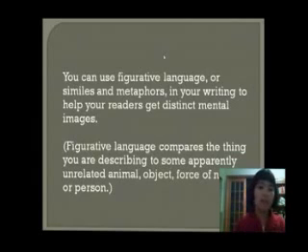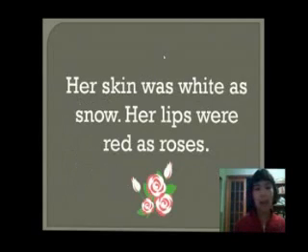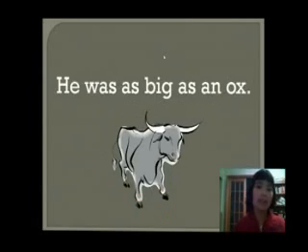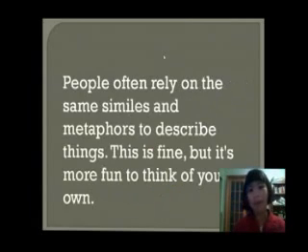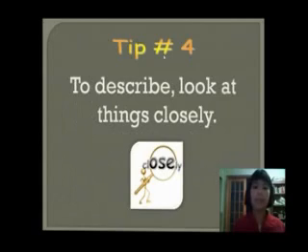Sadly, I can't say that for myself. Firstly, I'm not a baby, and secondly, my teeth aren't quite that clean. So, here are a few. Her skin was white as snow, her lips were red as roses, he was as big as an ox, she was as skinny as a beanpole, she was as delicate as a flower. Well, people often rely on the same similes and metaphors to describe things. This is fine. It's something called cliché, though, and it's more fun to think of your own, your very original ones. Tip number 4. To describe, look at things closely.